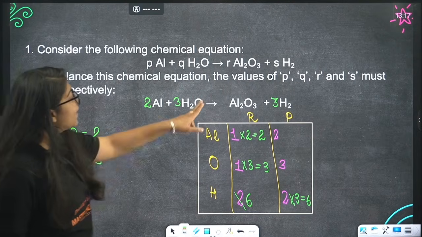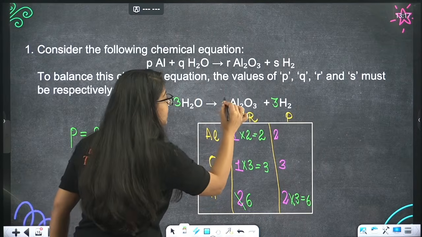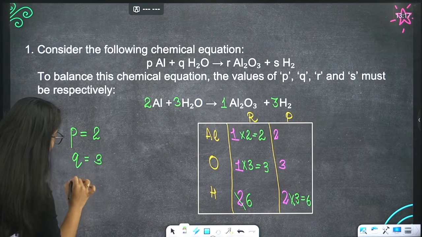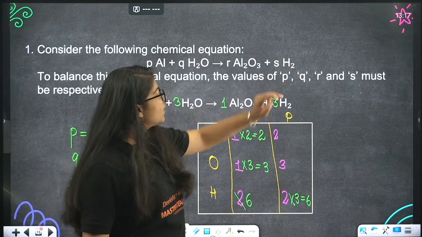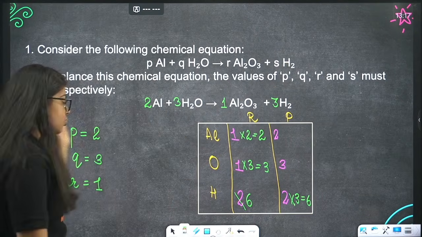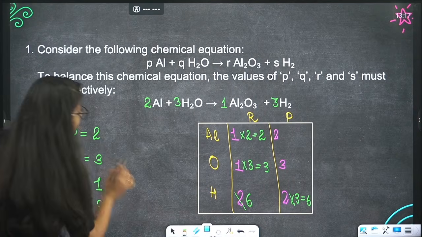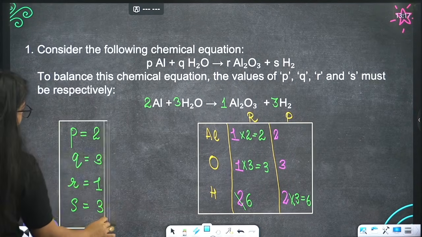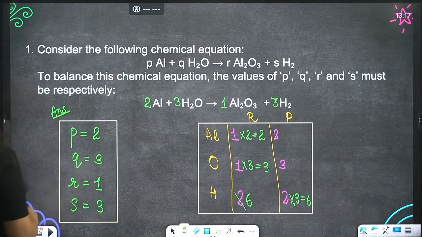Done. Then we have R with Al2O3, but here we don't have anything written, only 1 is there, right? So the value of R is simply 1. Then we have S with H2, 3 with H2. So the value of S, beta, is 3, and this will be your final answer of the first question.